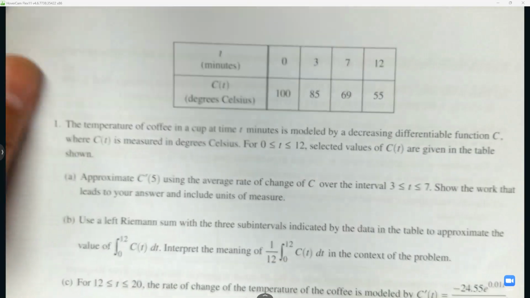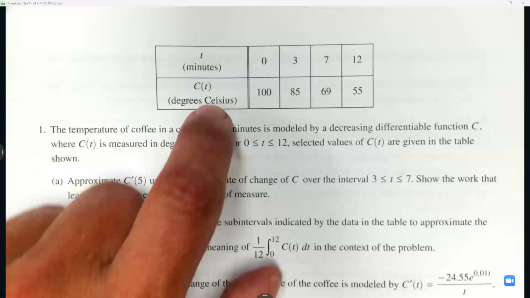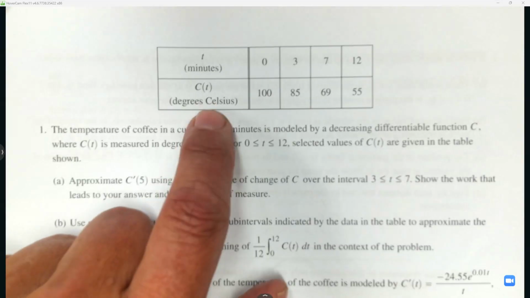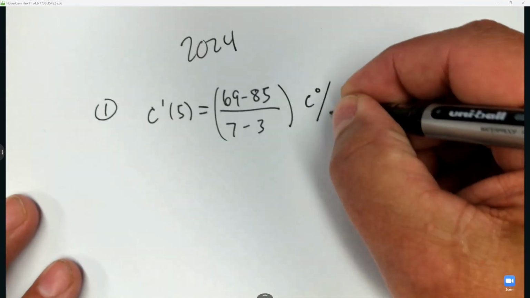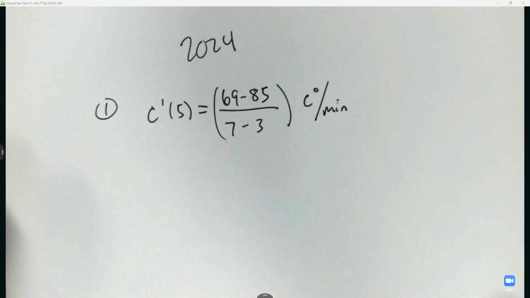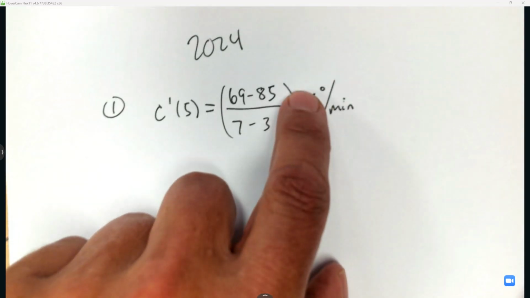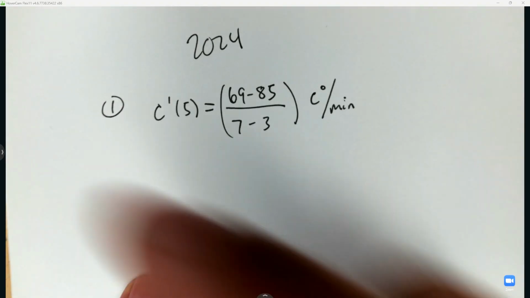But what would the unit be if I take the derivative? I need to see the units. It's degrees Celsius and minutes. So it would be degrees Celsius per minute, and that would be the rate. So you need both the y and the x coordinate to create that rate.